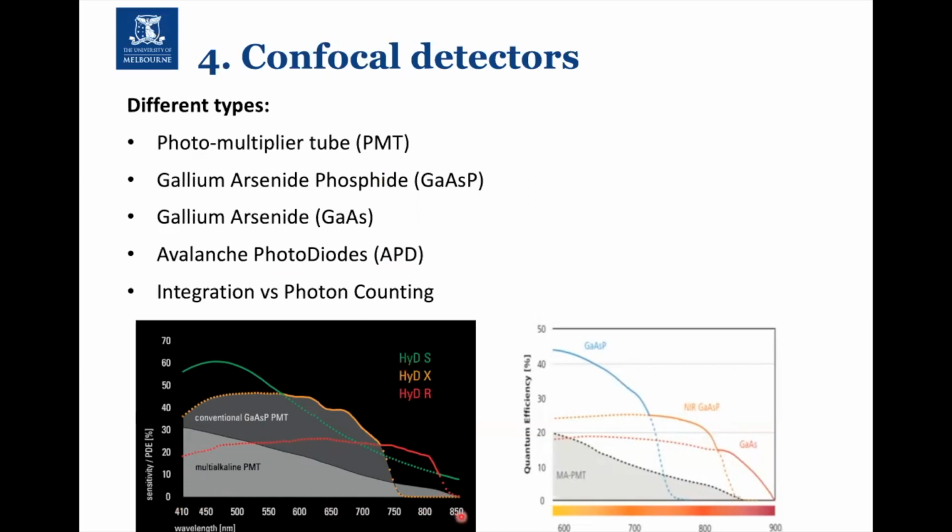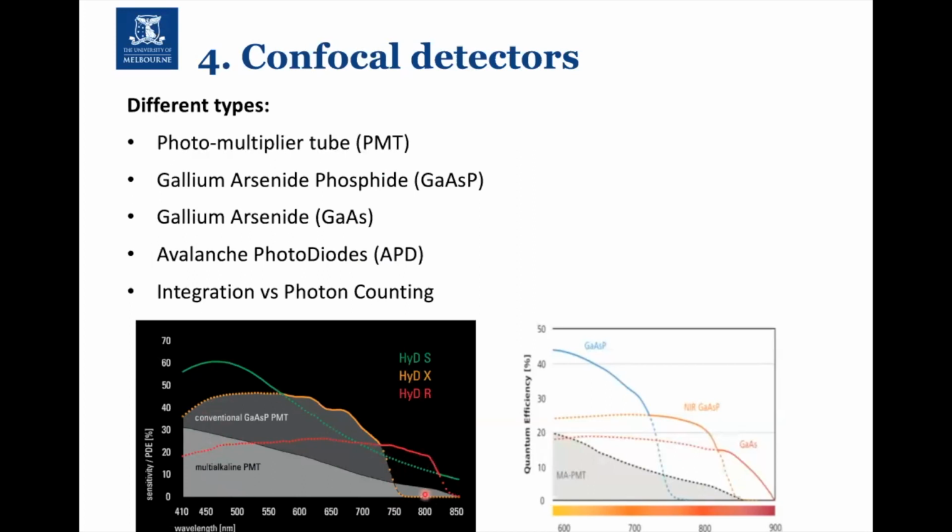You'll see from the figures on the bottom here that different detectors have different sensitivities over given wavelengths. This is the photomultiplier tube, the PMT, using multi-alkali, so only about 30% sensitivity. If we go to GaAsP PMT, then that obviously increases but drops off quite dramatically at about 750. This is from Leica, so their HyD is up to 60% efficient in the lower wavelengths, and then again that drops off.